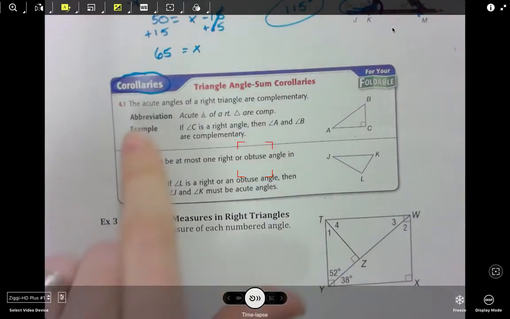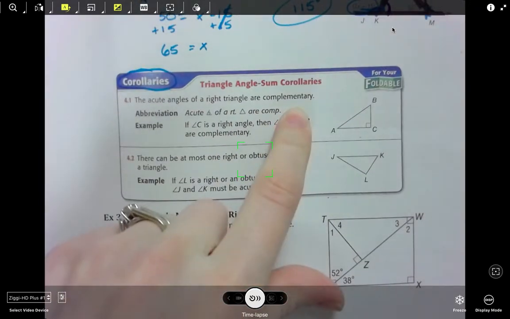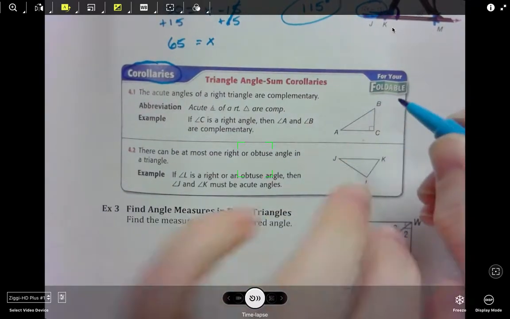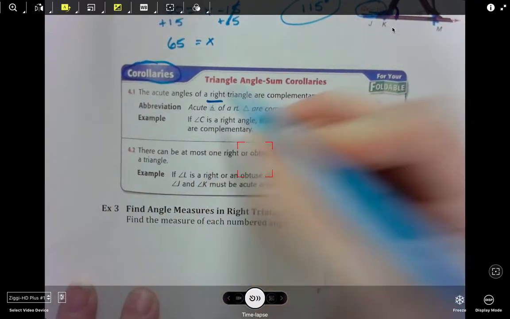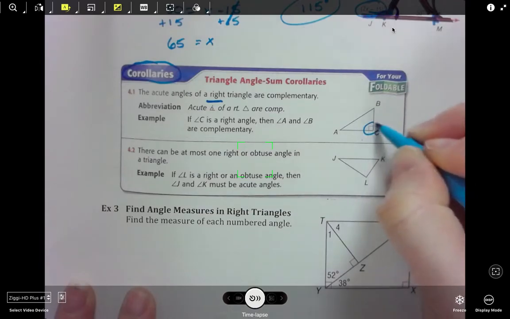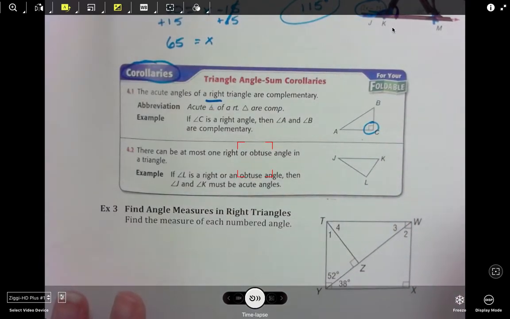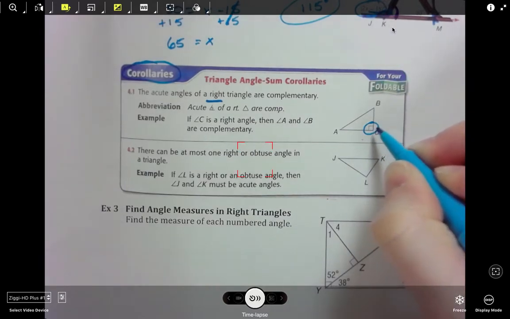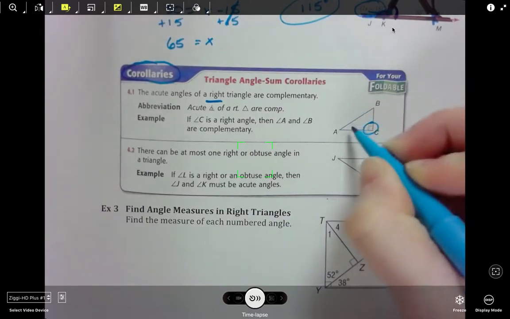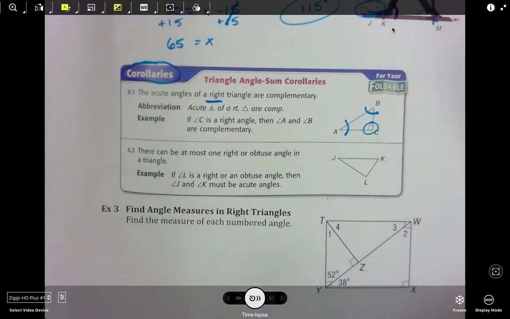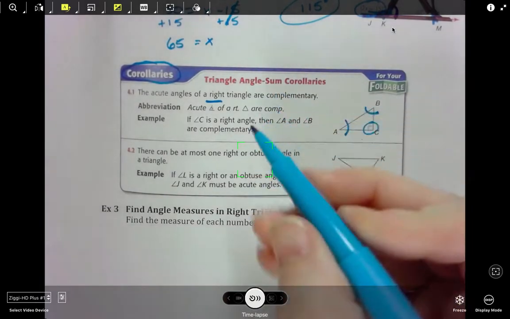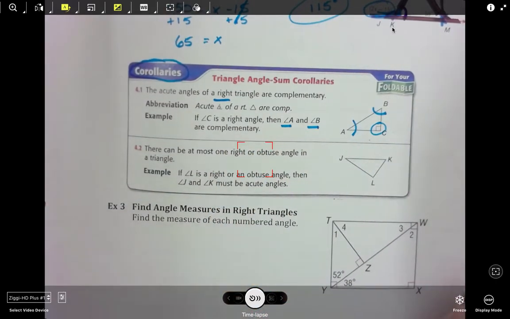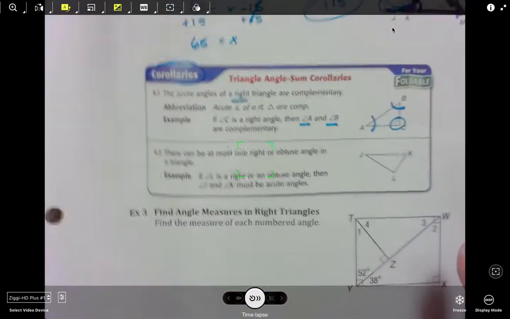It says, the acute angles of a right triangle are complementary. Here's what this means. Here's a right triangle, and this only works for right triangles. This is 90 degrees. If an entire triangle is 180 degrees and 90 degrees is used up in this angle C, then A and B together have to be the other 90, right? So A plus B together have to add up to 90. A and B are complementary. They add up to 90 degrees.